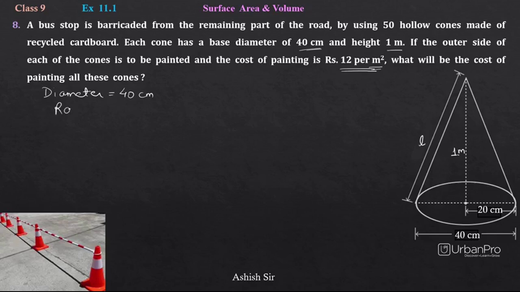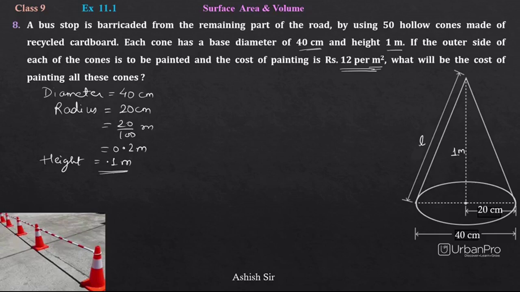Now diameter is 40 centimeters. First of all, we find out the radius. Radius will be 20 centimeters. You divide it by 100, so you get it in meters. That is 0.2 meters. Height is already given in meters, that is 1 meter.